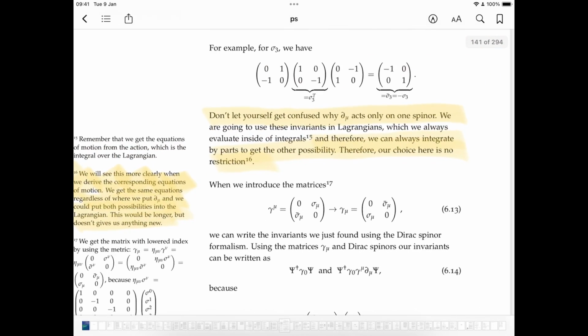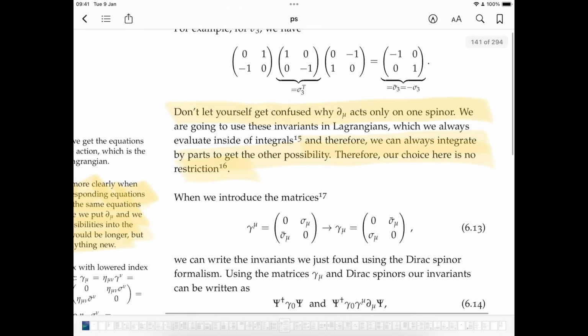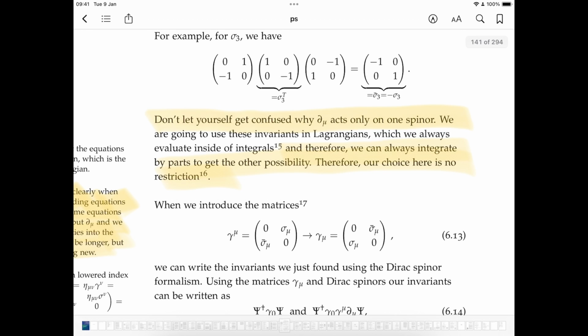Yeah, so that's what's happening. Okay, so they are just introducing Dirac matrices here. And let me see what I have highlighted here. Don't let yourself get confused why d mu acts only on one spinor. We are going to use these invariants and Lagrangians, which we always evaluate inside integrals, and therefore we can always integrate by parts to get the other possibility.